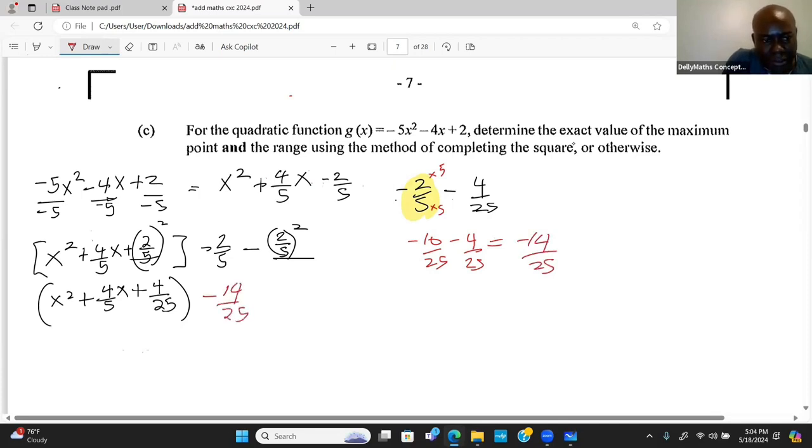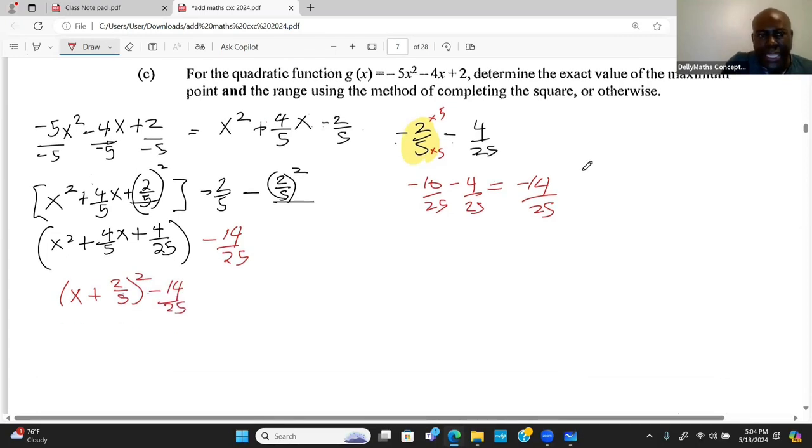At the end of the day, let us factorize this. This is a perfect square, so it's going to be x plus 2 over 5 all squared, and this is minus 14 over 25. To anchor the idea, remember that we divided earlier by negative 5, so we're going to have to multiply the two terms by negative 5. So when you do so, you could see negative 5 into this cancels, so this is going to be 5. This is negative 1. So what we're looking at here is this. So this is it now.